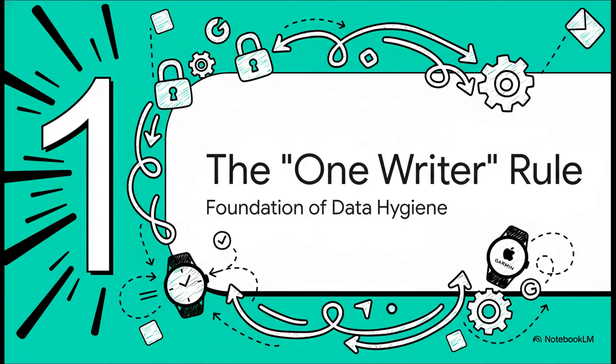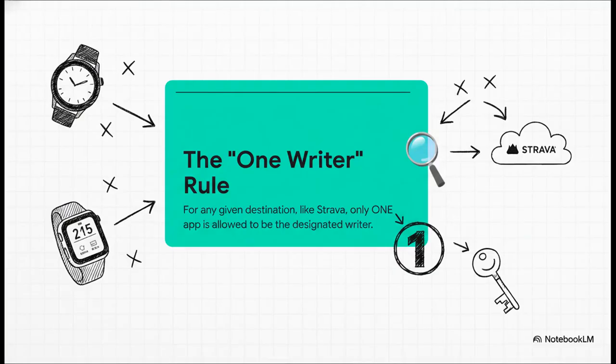Okay, first things first. Before we even touch a single app, we have to understand the one core principle that makes this entire system work. Seriously, this is the key to everything. And that principle is what we call the one-writer rule. It's incredibly simple. For any given destination, like Strava, only one application gets to be the designated writer for an activity. This one idea is the silver bullet for eliminating duplicates forever. And honestly, this is the exact spot where 90% of people trying to make this switch fail.